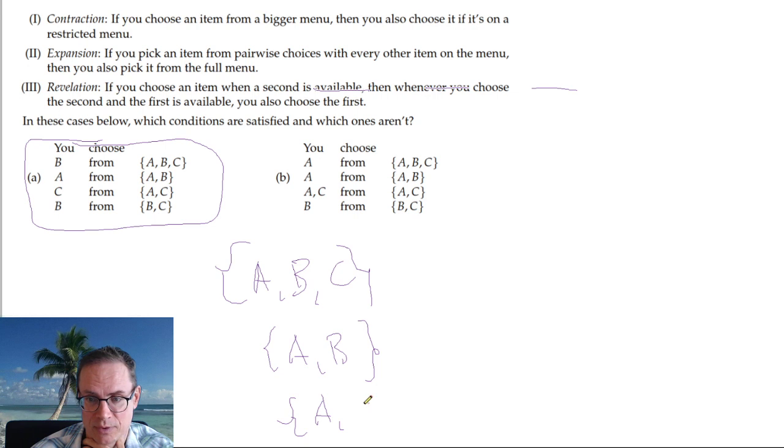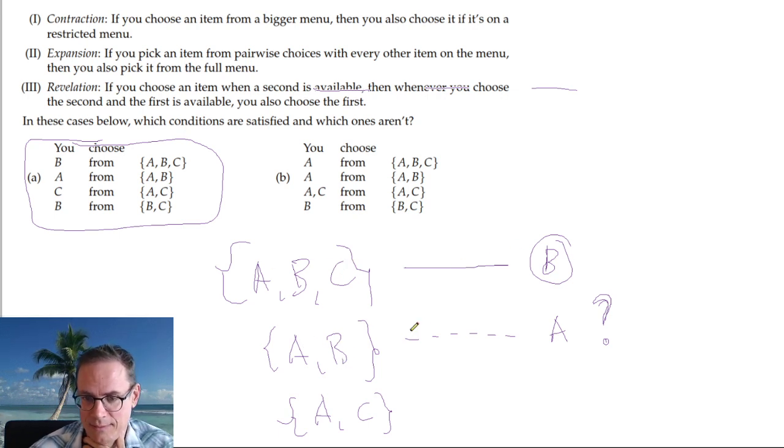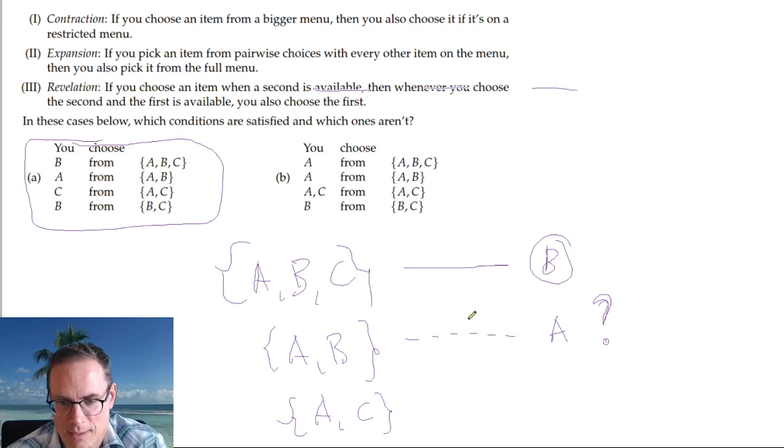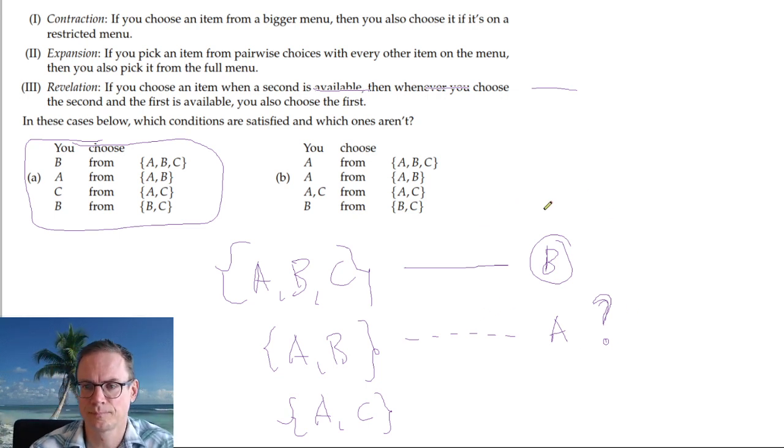They're sets of options. Now, contraction says, if you choose an item from the big menu, like B, then it would be very strange indeed if you didn't pick B from this limited menu. I mean, if I pick A here, that would be weird. I would say, oh, B beats A and C. But if B is up against A, it doesn't beat A. That's very illogical.